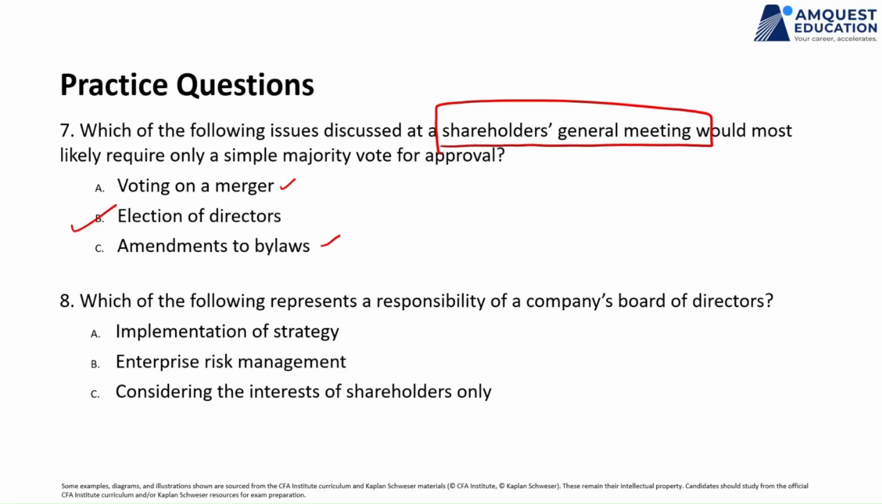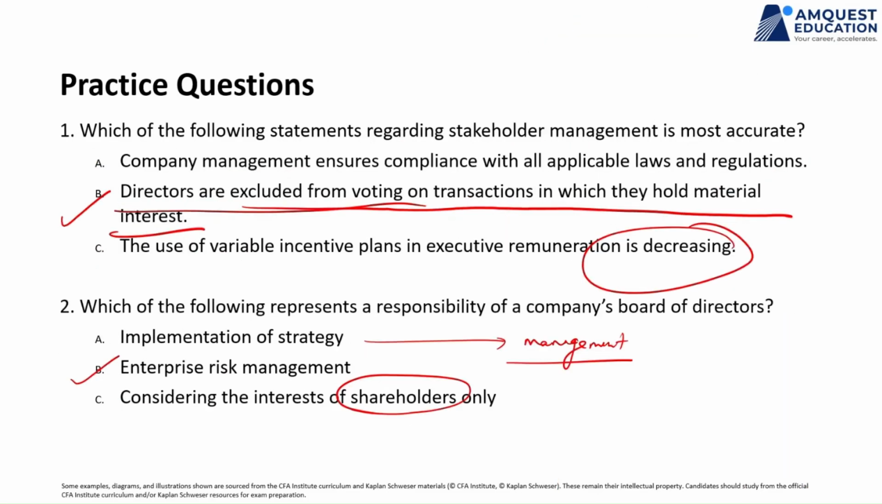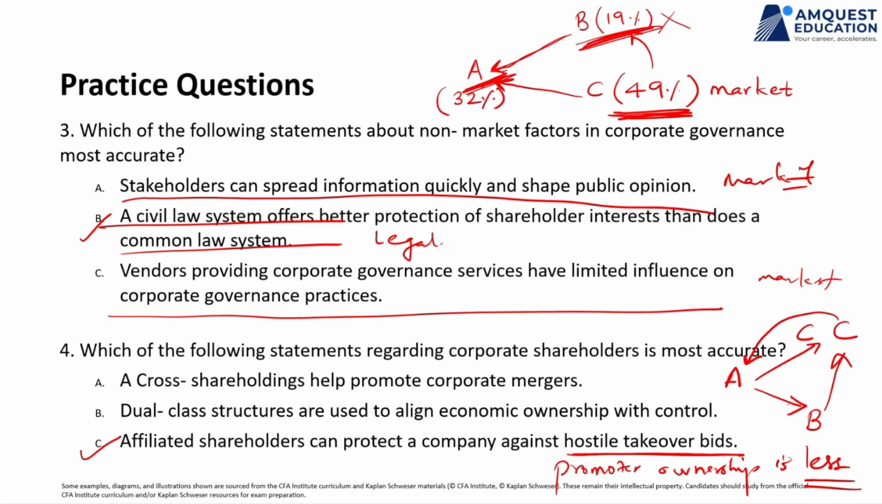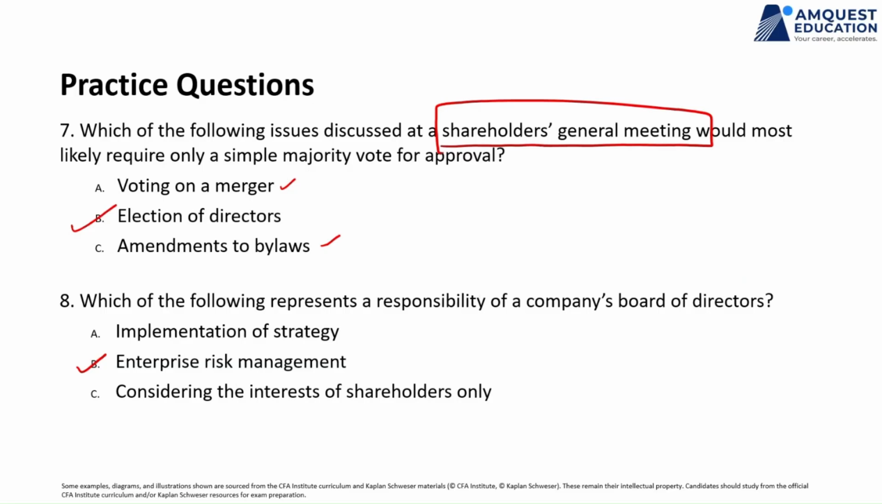Which of the following represents the responsibility of a company's board of directors? Once again, implementation of strategy, enterprise risk management, consulting. Oh, same question. I think it's a repeat question. Enterprise risk management, which we did, I think, previously. Yes. Question number 2, question number 8 are the same.